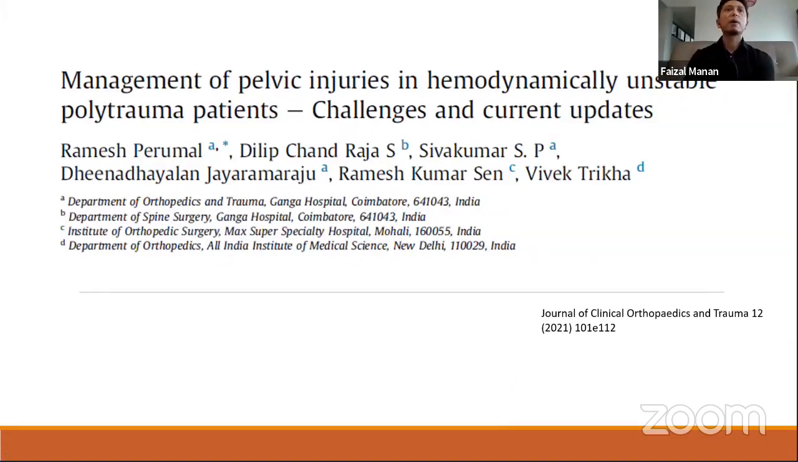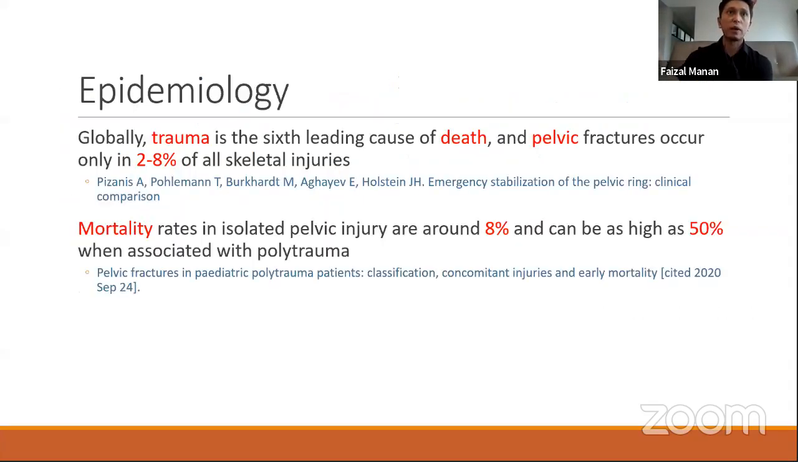There is one paper published by the Department of Orthopedics and Trauma at Ganga Hospital in India. This is a very good paper. They discuss the management of pelvic injuries in hemodynamically unstable polytrauma patients, challenges and current update. If you ever have a chance to read a paper, I think this is a recommended paper to dive into. So a bit of epidemiology.